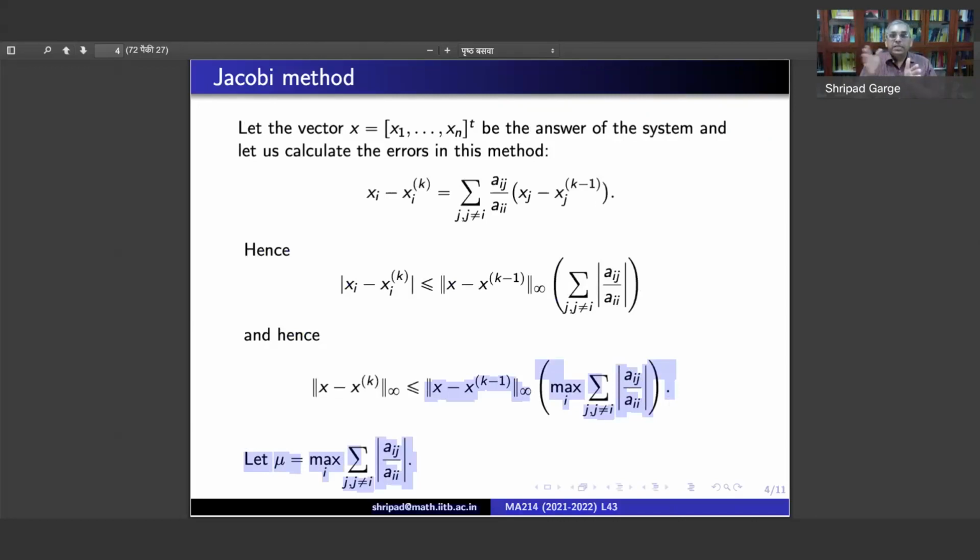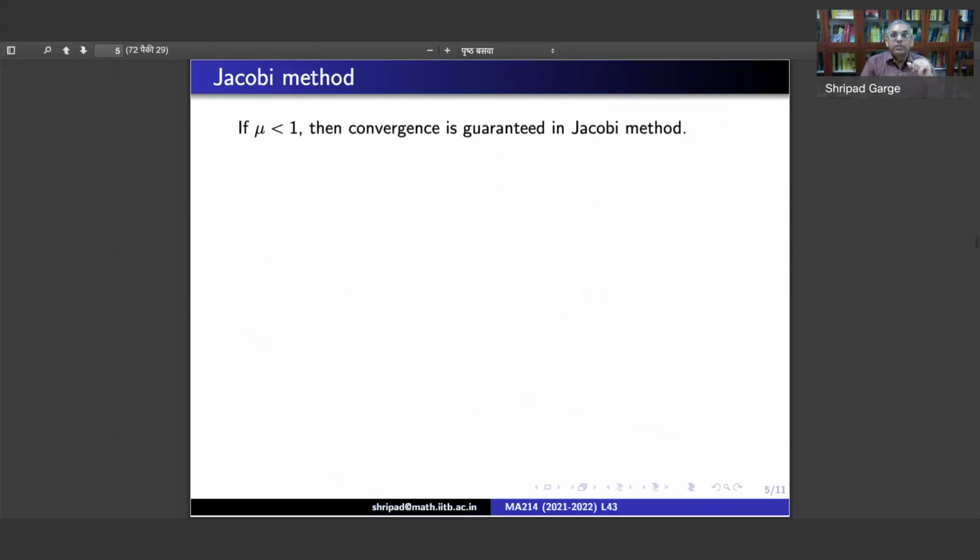So the L infinity norm of x minus x^1 is less than or equal to the 0th error times mu. The second error is less than or equal to the first error times mu, which is less than or equal to the 0th error times mu square. As for mu less than 1, the powers go to 0. The errors ultimately go to 0, and therefore the convergence is guaranteed for the Jacobi method. This condition relates to the summation of |a_ij| for j not equal to i being less than |a_ii| for every i.